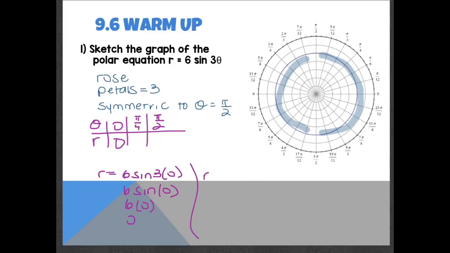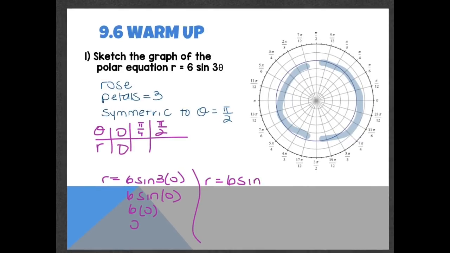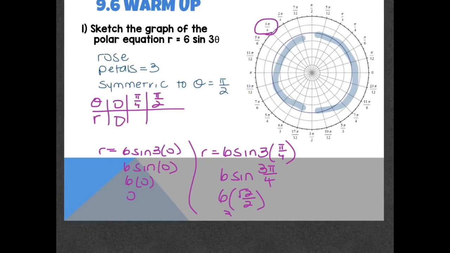Pi over 4, so r equals 6 sine 3 pi over 4. So this becomes 6 sine of 3 pi over 4. 3 pi over 4 is in my second quadrant. I know it's an over 4, so it's root 2 over 2 and root 2 over 2. Sine in the second quadrant is going to be positive. So this is 6 times root 2 over 2, and I get 3 root 2.